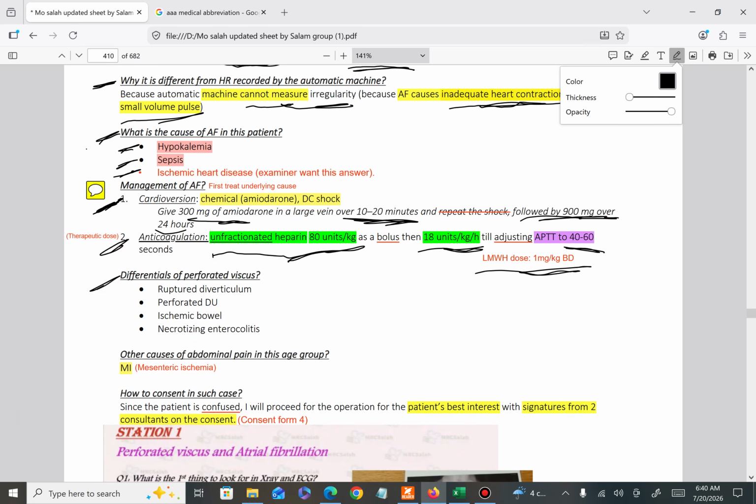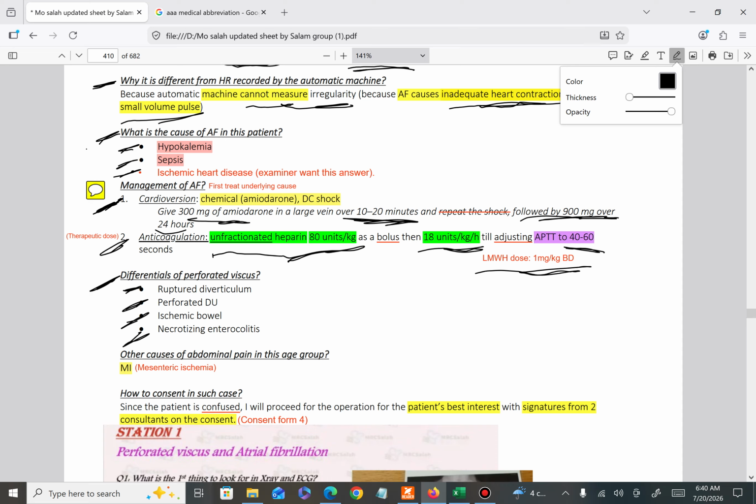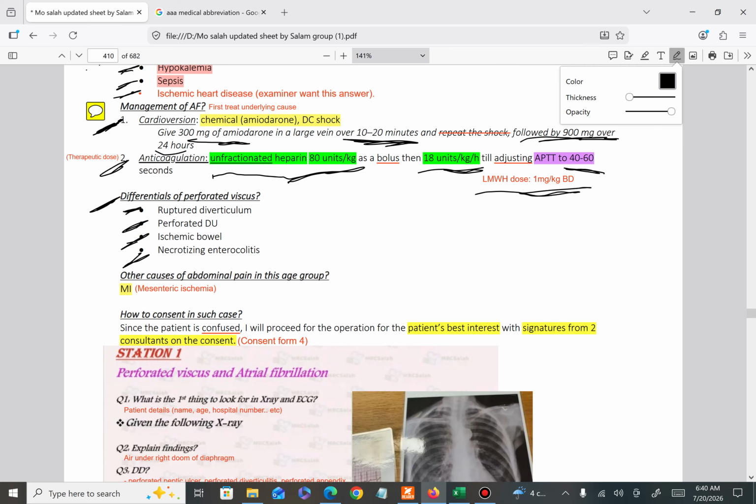Then the differential diagnosis of perforated viscus can be ruptured diverticulum, perforated duodenal ulcer, ischemic bowel, necrotizing enterocolitis. Okay, then other causes of abdominal pain in this age group can be mesenteric ischemia.